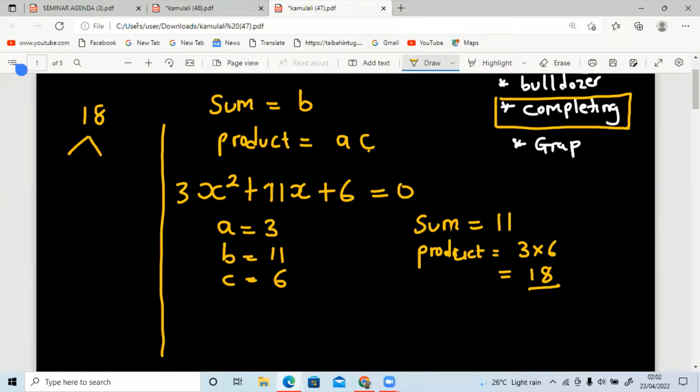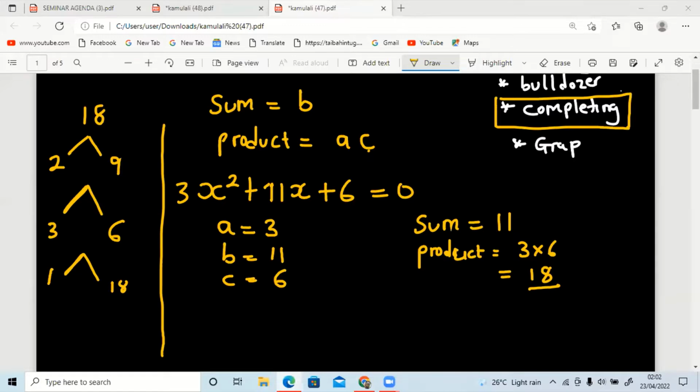2 and 9. Another, 3 and 6. Do we have any other? Yes, 1 and 18. Yes. So now, okay, I've allowed you to mute, but make sure your background is okay. Let me first mute you now.